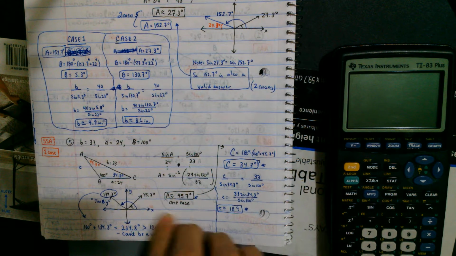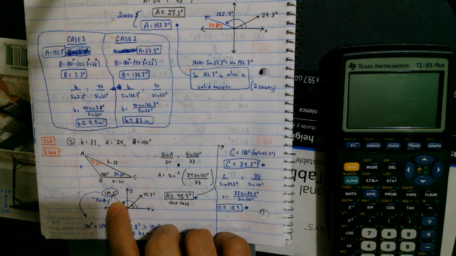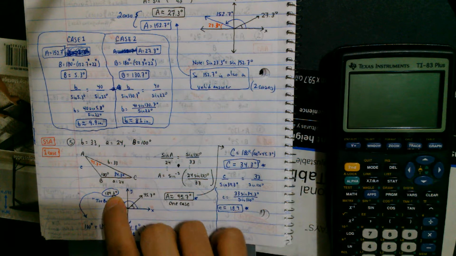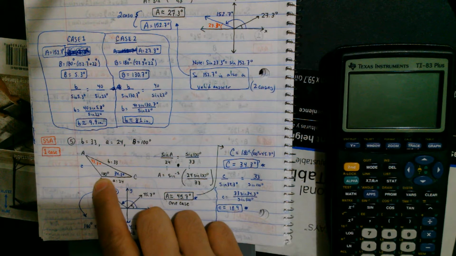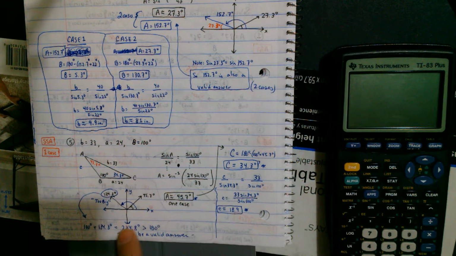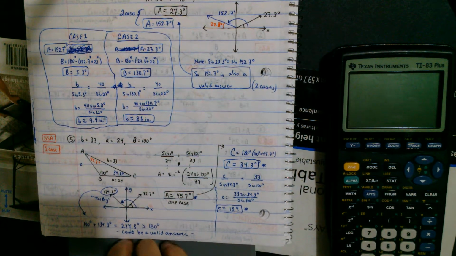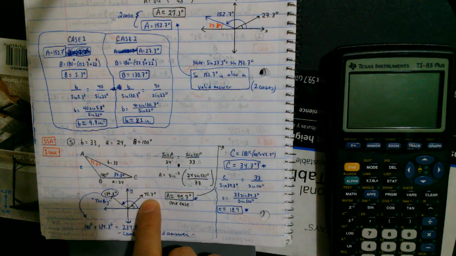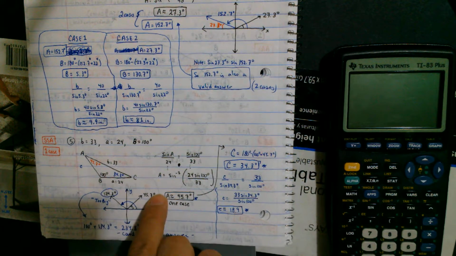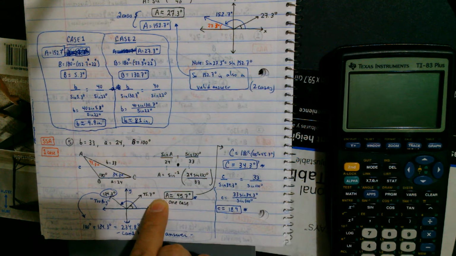Now, if A is 45.7, because it's ambiguous, the other one can be 45.7 take away from 180, which is 134.3. But if my other angle is already 100, 134 plus 100 is over 200. That's over 180. That cannot happen. So 134.3 is not a valid answer. That's not possible. So this is the case where you only have one case. A can only be 45.7.